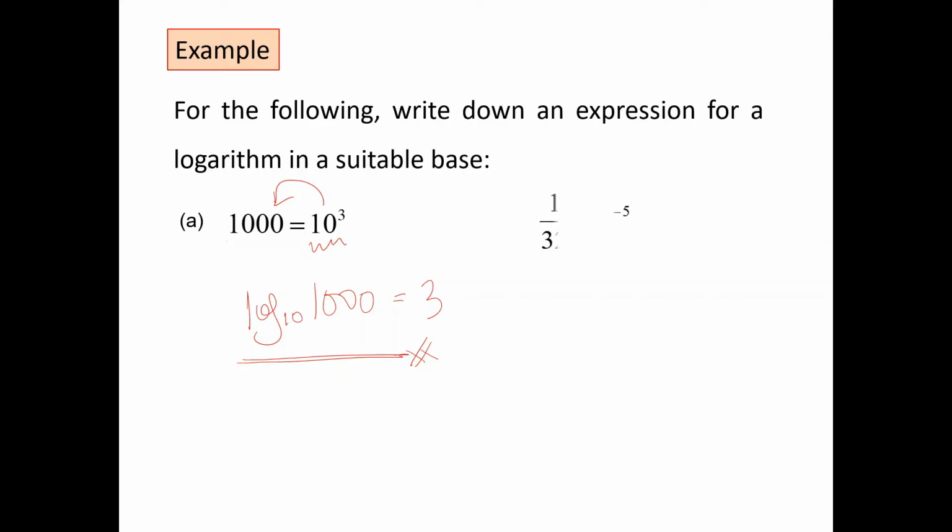Next one is 1 over 32 equal to 2 to the power of negative 5. We want to change it to log form. Identify the base. The base is 2. It goes to the other side and becomes the base for the log. So log base 2, 1 over 32 remains, negative 5 remains. Easy and simple.